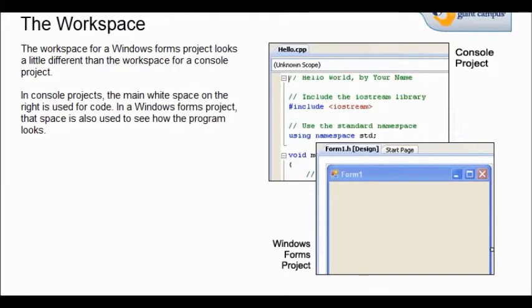Now we're going to look at some of the differences between the console project and the Windows Forms project. In the console project, the main white space on the right is used for code. But in the Forms project, that space is also used to see how a program looks. So you can see a basic difference between the two projects. Of course, you also have this type of interface available to look at in the Windows Forms project as well. So you just have something additional here.